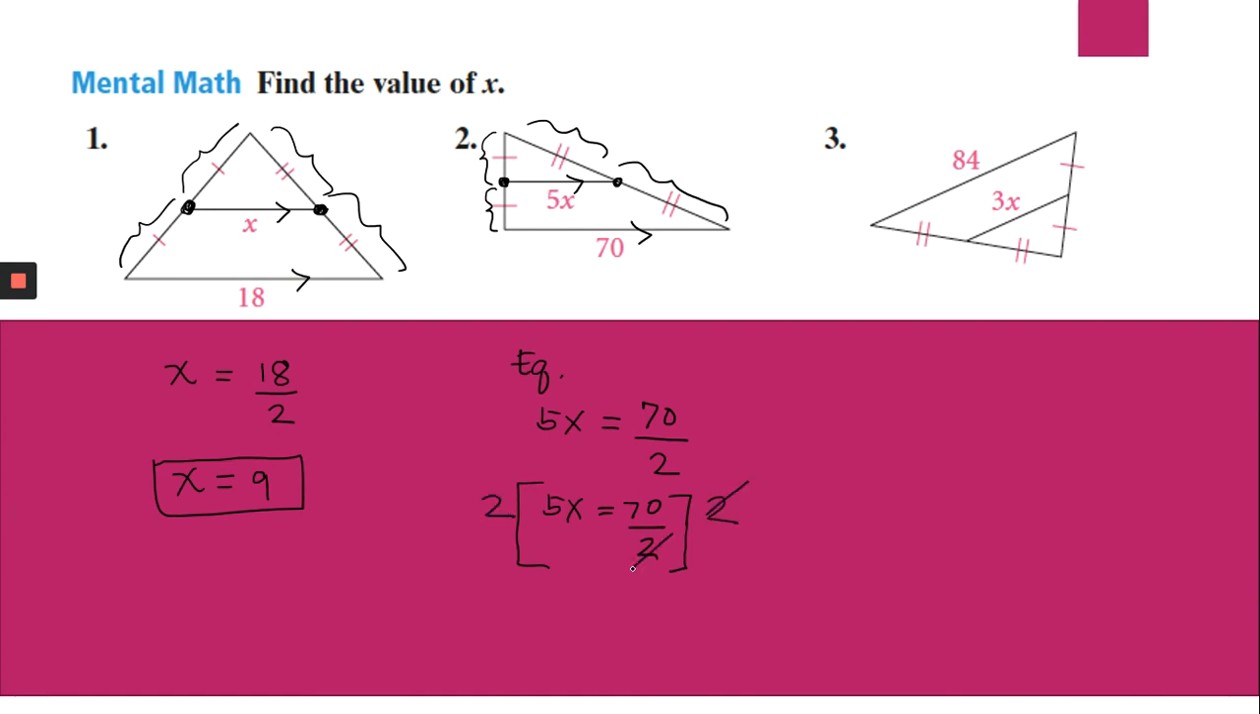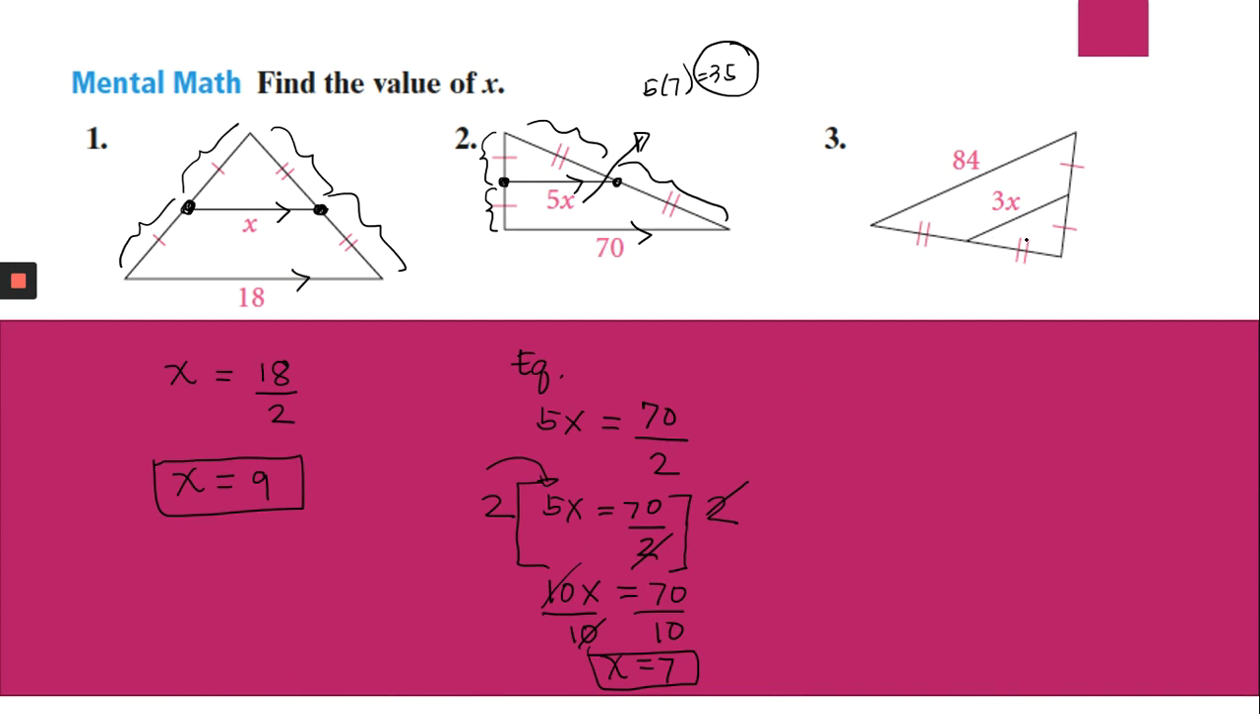So we can cancel this out, right? Because 2 divided by 2 is 1. Okay, so that will be 2 times 5. So multiply this. That will be 10x is equal to 70. Divide by 10. Your x is equal to 7. Right? So if your x is equal to 7, what is this? Plug in 5 times 7 is equal to 35. See, 35 is half of 70.